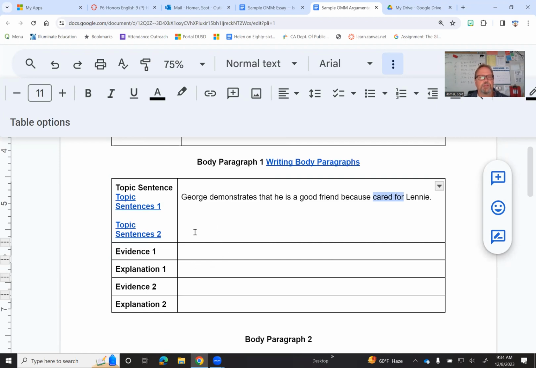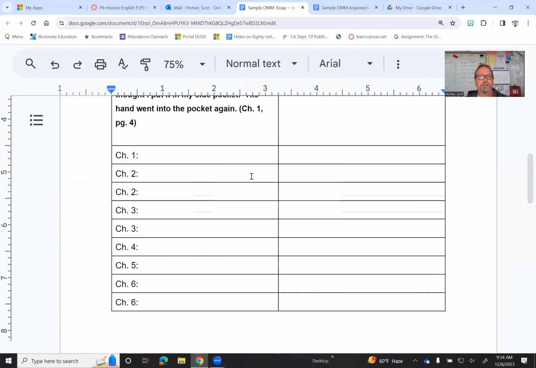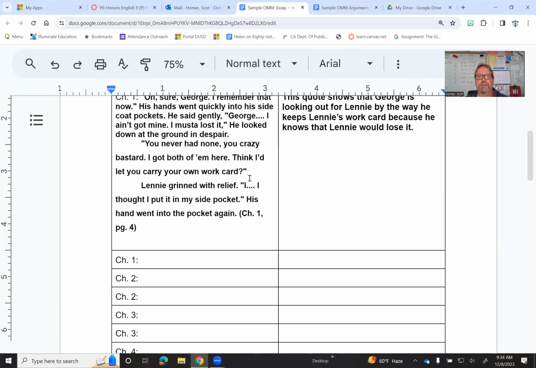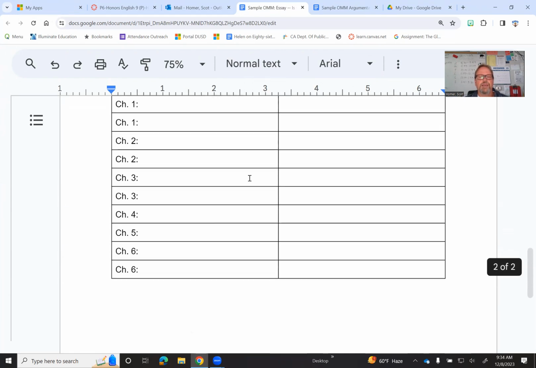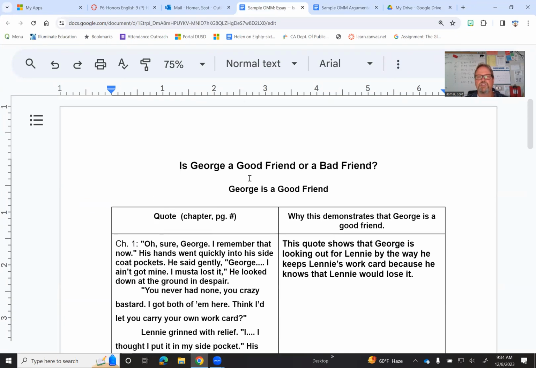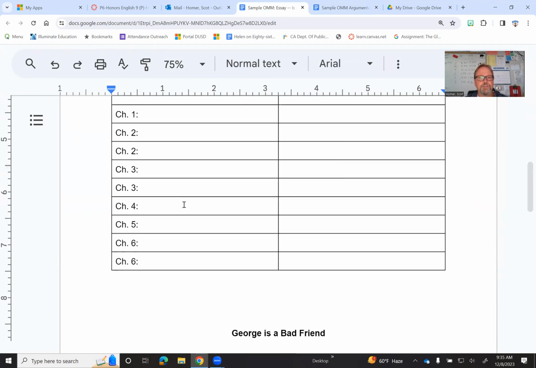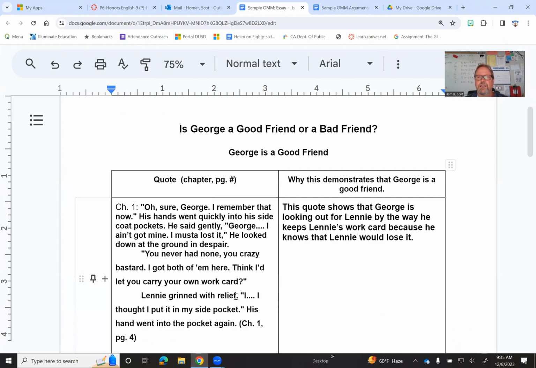So the place where you go to get your evidence is the good friend, bad friend assignment we did. Remember all those chapters we did, quotes on how George is a good friend? You're going to go back and look at that, and you probably already have the best supporting evidence to show how he cared for Lenny. So you need to go back through your paper that you did, look at all the evidence you have for the good friend side, and pick the two best pieces of evidence that show how George cared for Lenny.